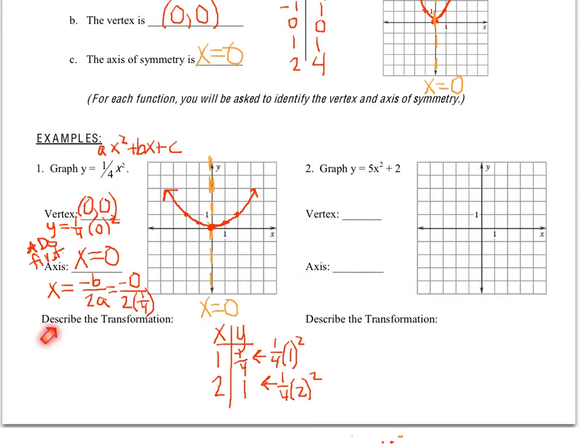Now, the next question says, describe the transformation. A transformation is a movement or a change. So how did this change from my parent function up here? Okay, and if you notice, our vertex is in the same spot, so it did not move up or down at all. But this point right here and this point right here, they would be right here and right here on this graph. They kind of slid down to 1/4. They slid on down to 1/4. So it went from 1, 1 over to 1, 1/4.